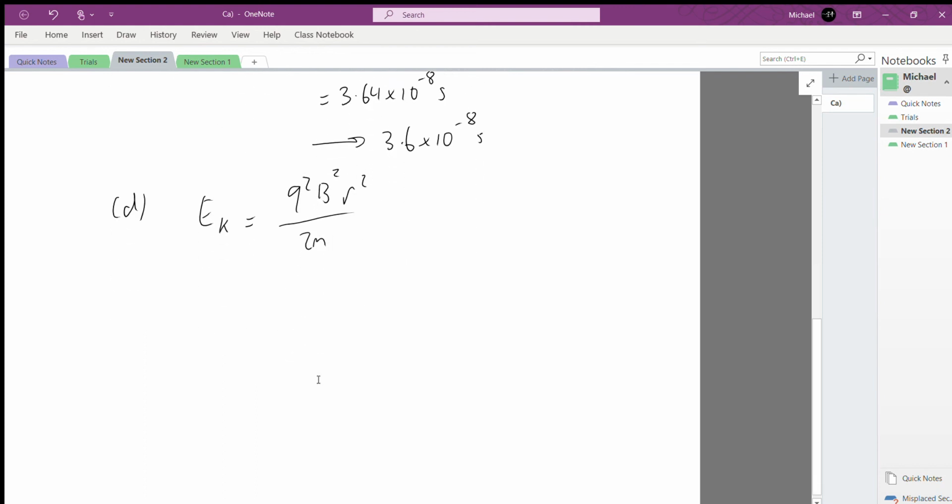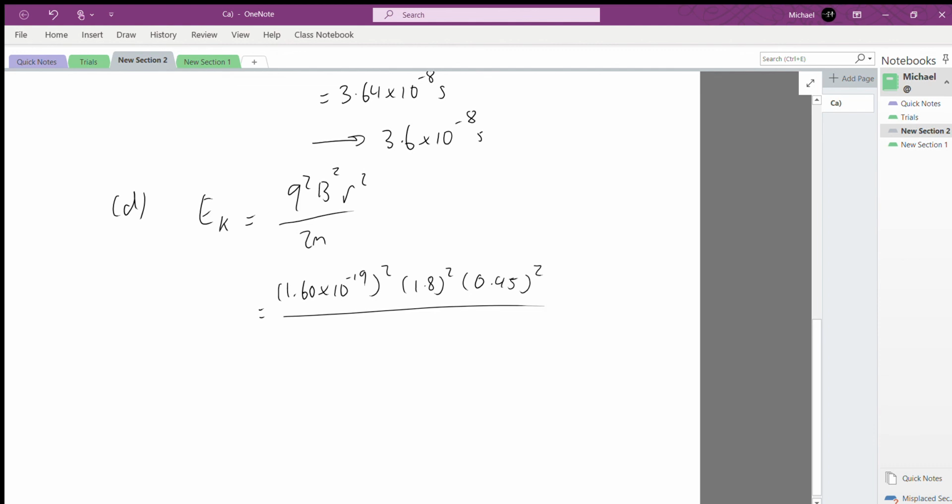All of these things were given in the question, so charge is just the same as before. Magnetic field strength is the same as before. Now the radius is 45 centimeters. We need to convert that to meters. So 0.45 squared multiplied by mass of the proton, which we're given 1.67 times 10 to the power of minus 27 kilograms. And substituting that into our calculator, we get 5 times 10 to the power of minus 12 joules.